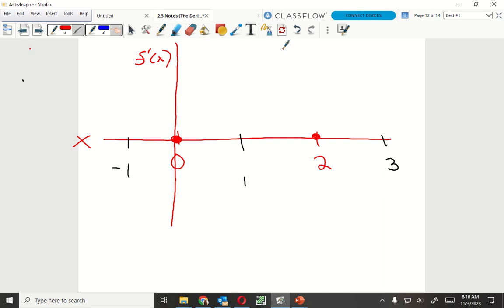It was 12x. Okay, still the graph of the derivative, but I'm going to leave it in its factored form because it's going to make my life a little bit easier. You'll see why.